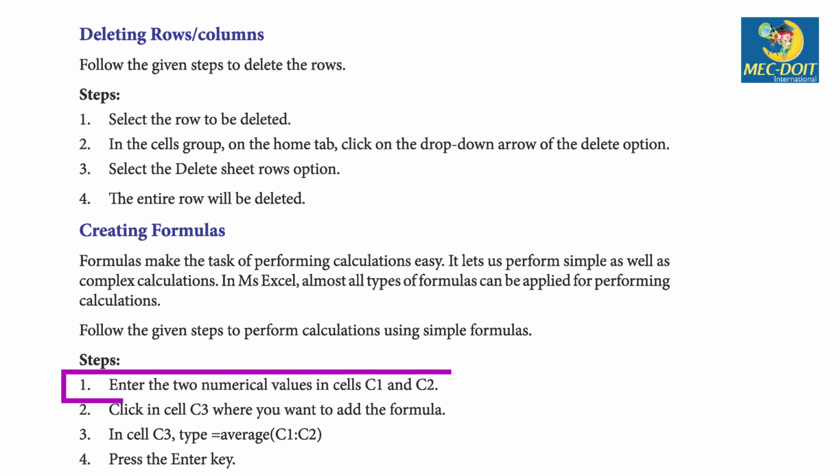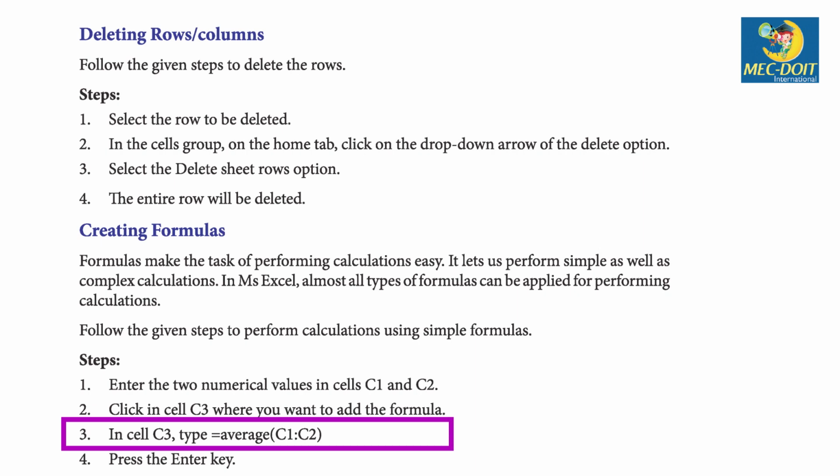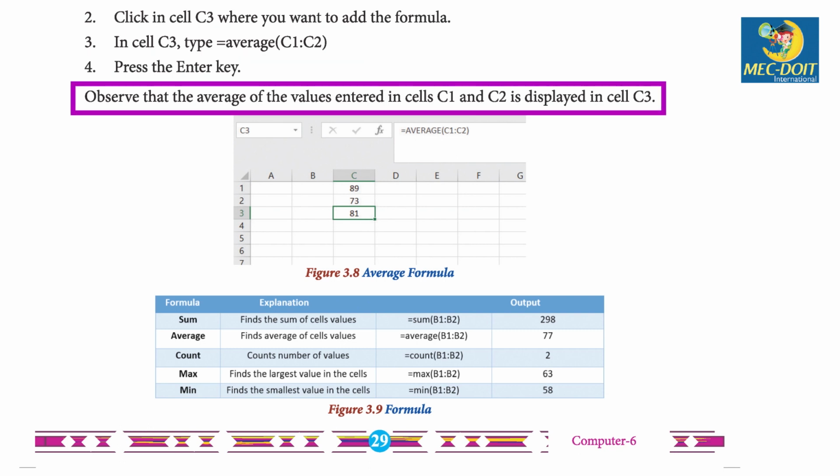Steps. 1. Enter the two numerical values in cells C1 and C2. 2. Click in cell C3 where you want to add the formula. 3. In cell C3, type =AVERAGE(C1:C2). 4. Press the Enter key. Observe that the average of the values entered in cells C1 and C2 is displayed in cell C3.